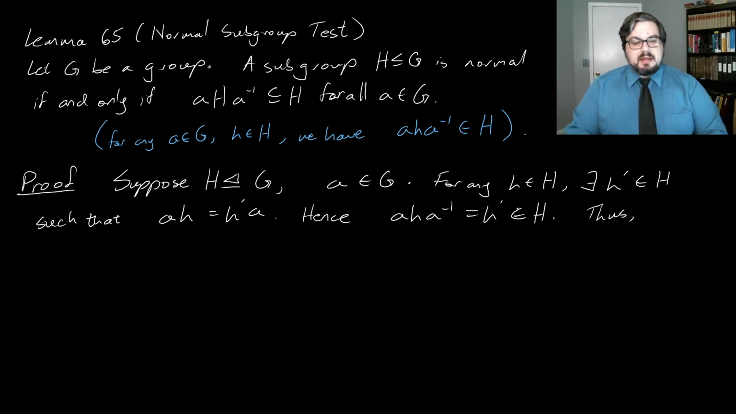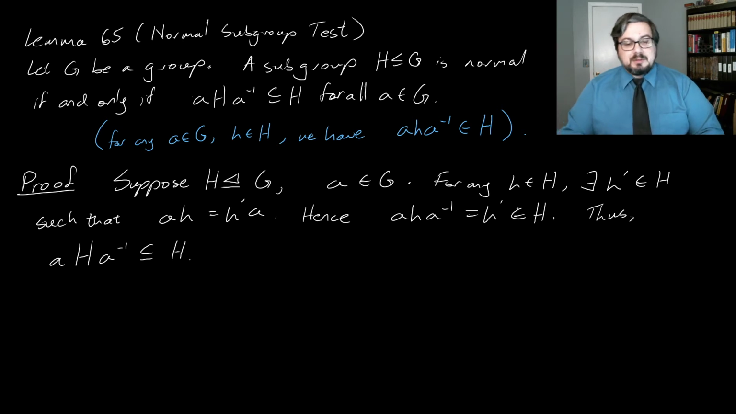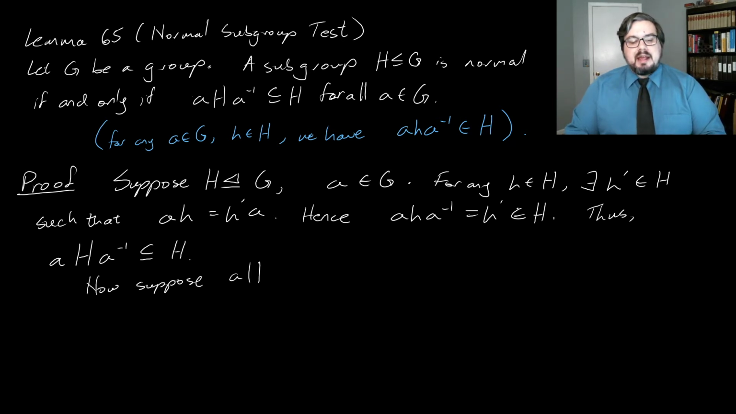Thus, if we look at all of the possible products a h a⁻¹, where the little h comes from something in H, all of those products belong to big H to begin with, and so we have this subset relationship here. This is basically just what we talked about at the end of the last slide. So now, let's suppose that aHa⁻¹ is a subset of H for all a in G.